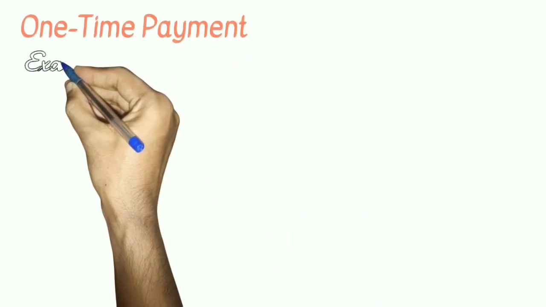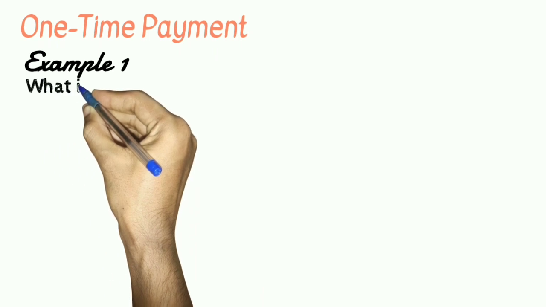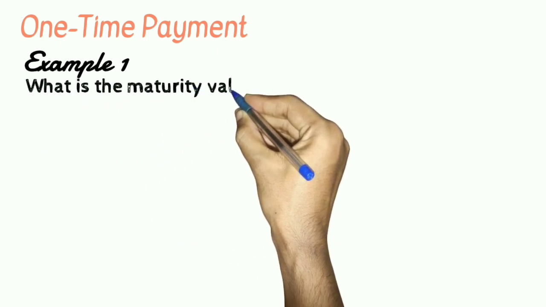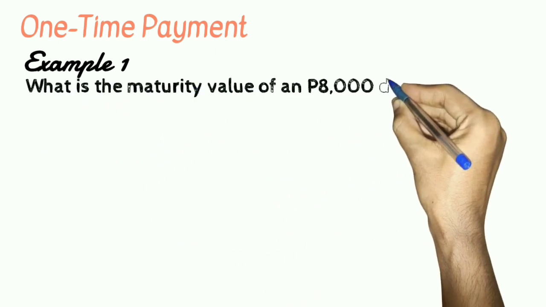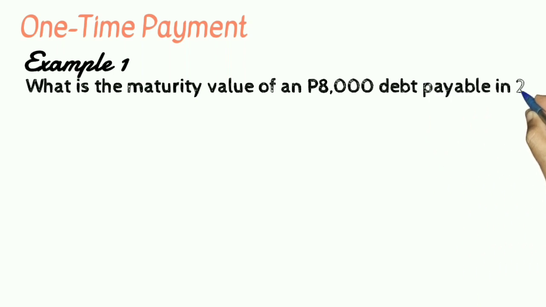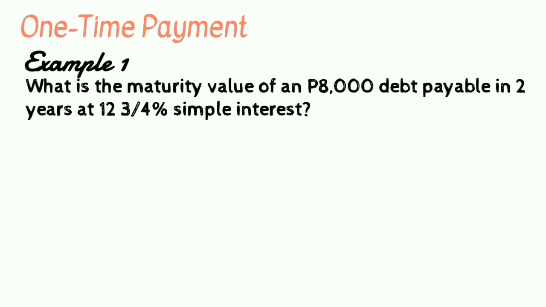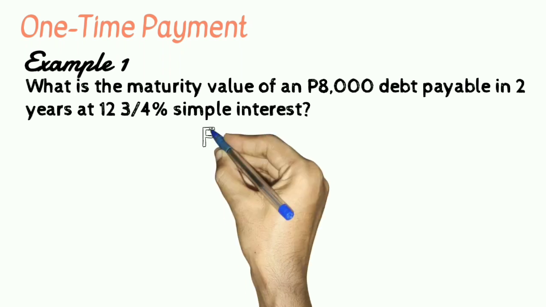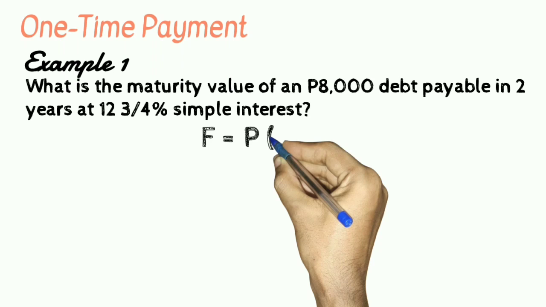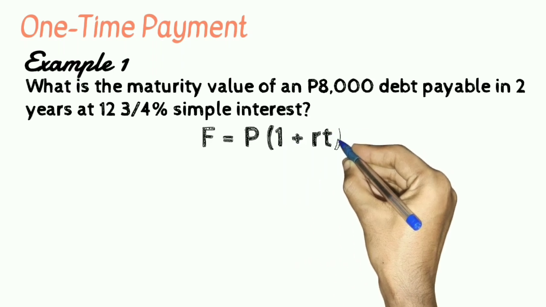One-time payment, example number 1. What is the maturity value of an 8,000 pesos debt payable in 2 years at 12 3/4% simple interest? In this problem, we will use the formula F is equal to P times the quantity 1 plus RT.